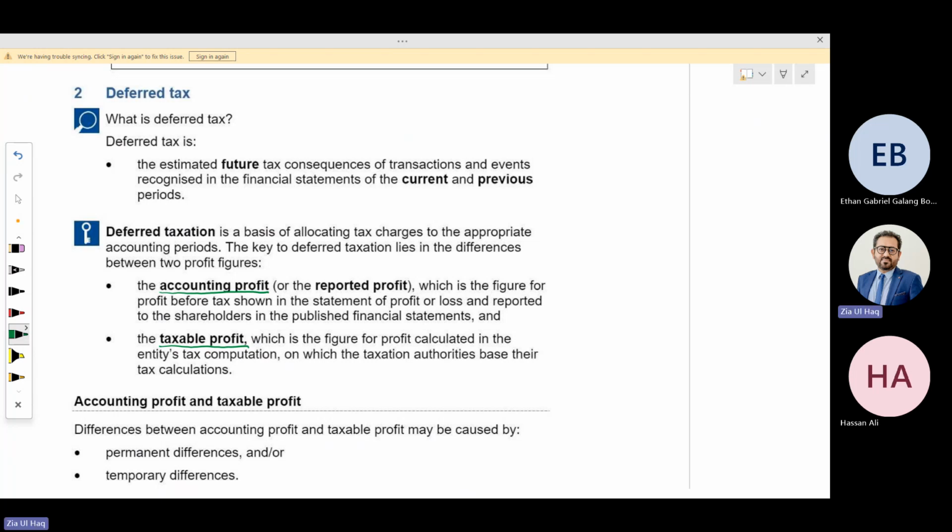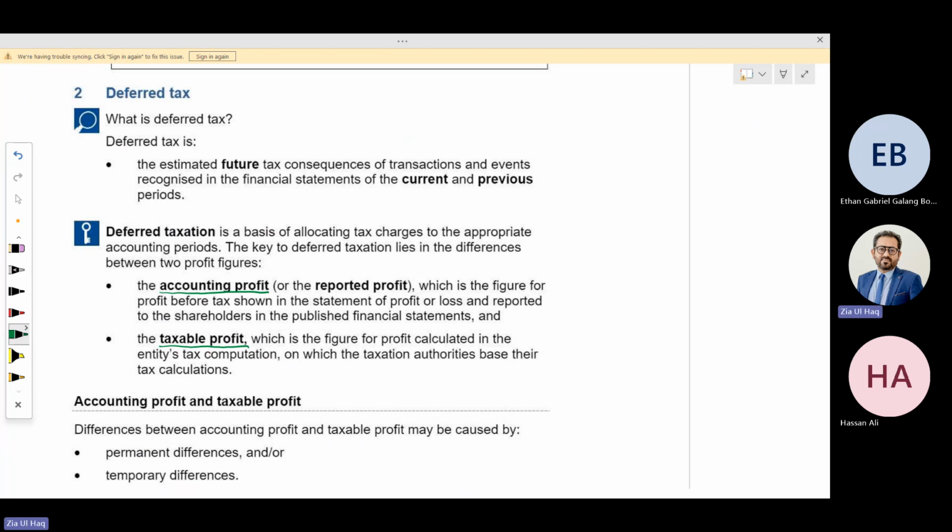So if there is a difference between accounting profit and taxable profit, there will be deferred tax, either deferred tax liability or deferred tax asset. Accounting profit is what we have calculated according to our records, according to our business rules, while taxable profit is according to tax authority rules. And that could be different.